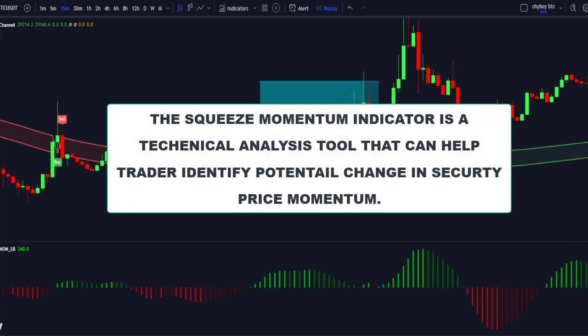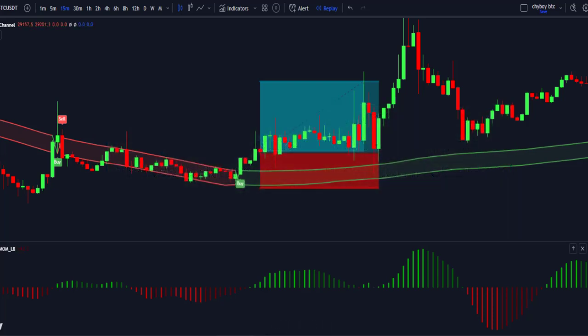The Squeeze Momentum Indicator is a technical analysis tool that can help traders identify potential changes in a security's price momentum. It is based on the concept of market squeezes, which occur when the volatility of a security decreases and the price moves within a narrow range. When a squeeze happens, it indicates that a big price movement is likely to follow, either to the upside or the downside. The Squeeze Momentum uses two indicators, the Bollinger Bands and the Keltner Channels, to measure the volatility and the range of the price.